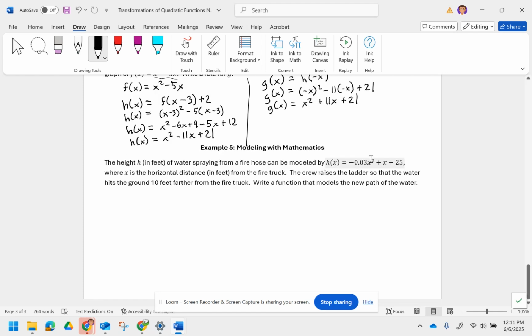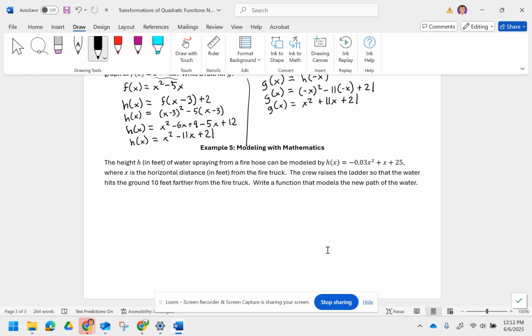All right, let's look at a word problem with this. The height h in feet of water spraying from a fire hose can be modeled by h of x equals negative 0.03 x squared plus x plus 25, where x is the horizontal distance in feet from the fire truck. The crew raises the ladder so that the water hits the ground 10 feet farther from the fire truck. We want to write a function that models the new path of the water.